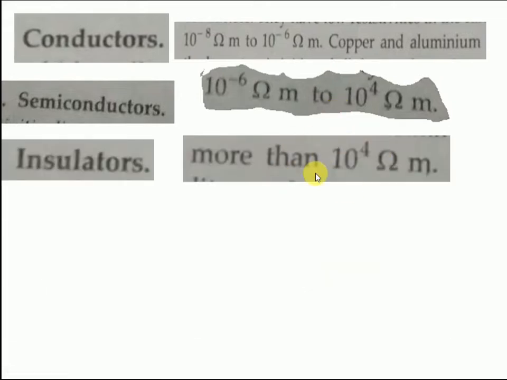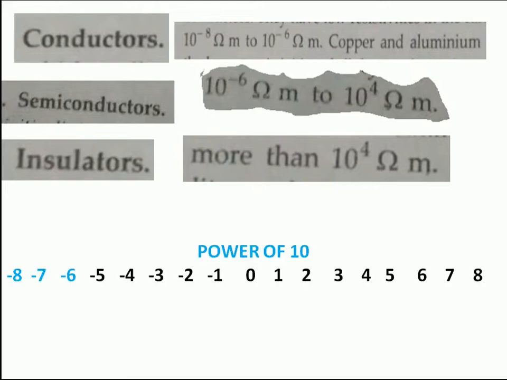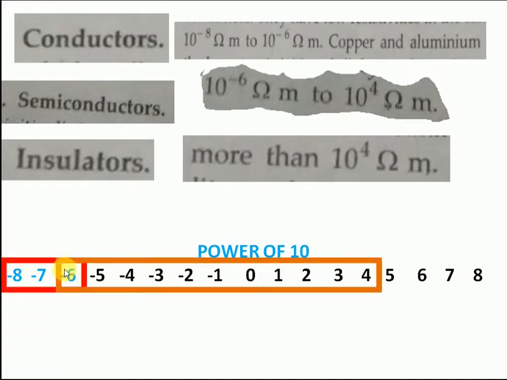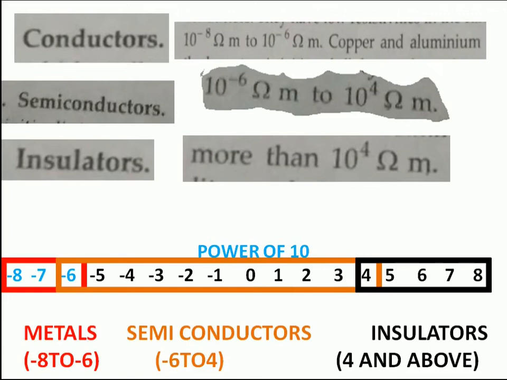So just in order to remember this, we'll write from minus 8 to 8. So from minus 8 to minus 6 is conductor, and from minus 6 to plus 4 is the semiconductor, and above 4 is the insulator. So you just have to remember the numbers 8, 6, 4 in reversed order.